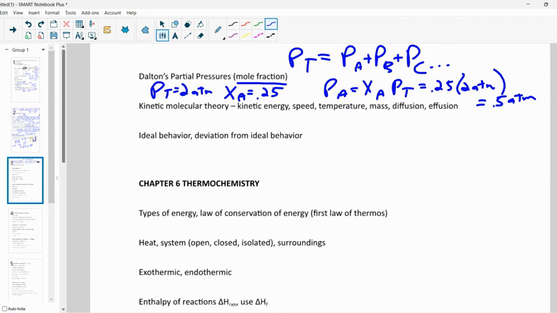Kinetic molecular theory. First up, kinetic energy. All right, so kinetic energy equals 1/2 mv squared. That's given to us. We don't have to do calculations with it, but we'll have to do ideas with it. So if we have two gases with the same average kinetic energy, what do they have else in common? They're at the same temperature. So kinetic energy is directly proportional to temperature.